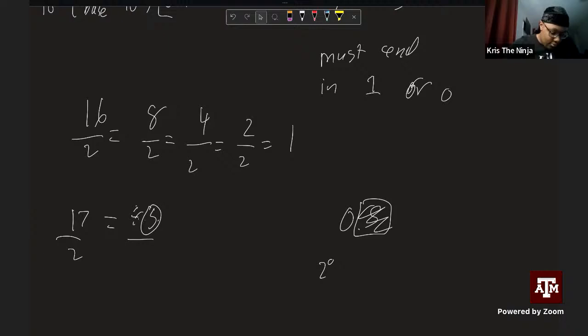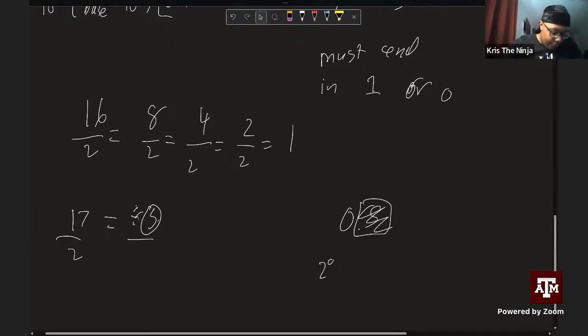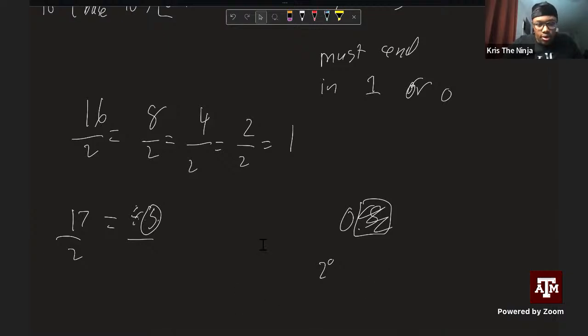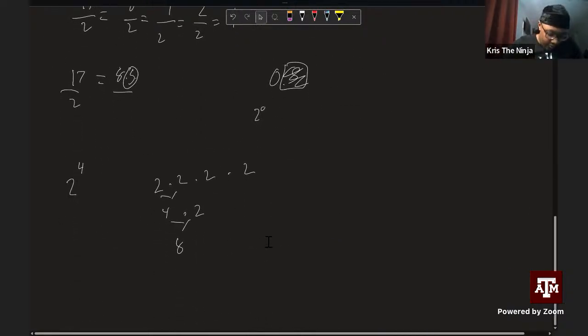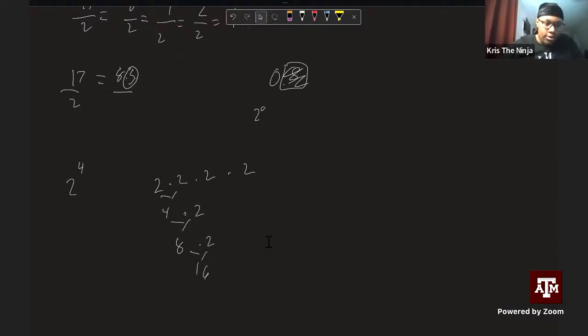So you realize that there's 4 2s to break 16 down into 1. So that means that we have 2 raised to the 4th power, because 2 times 2 is 4, 4 times 2 is 8, and then 8 times 2 is 16. So 2 times 2 times 2 times 2, that's 16. So 2 to the fourth.